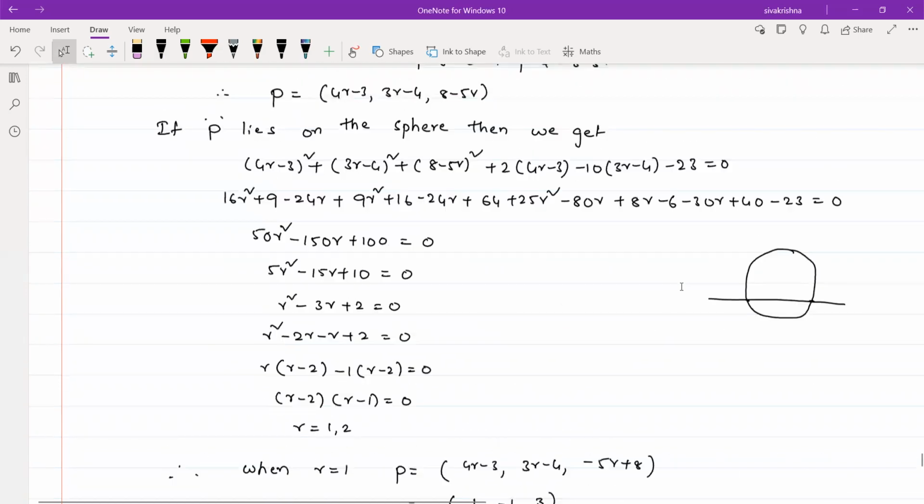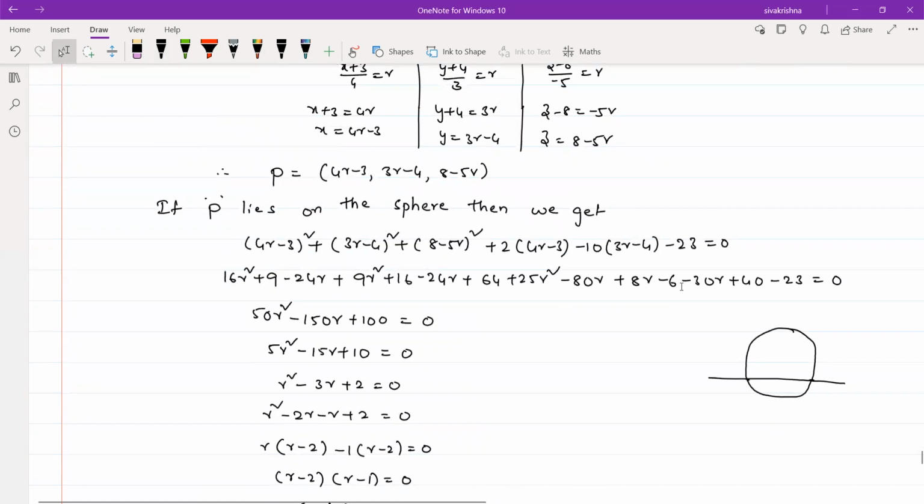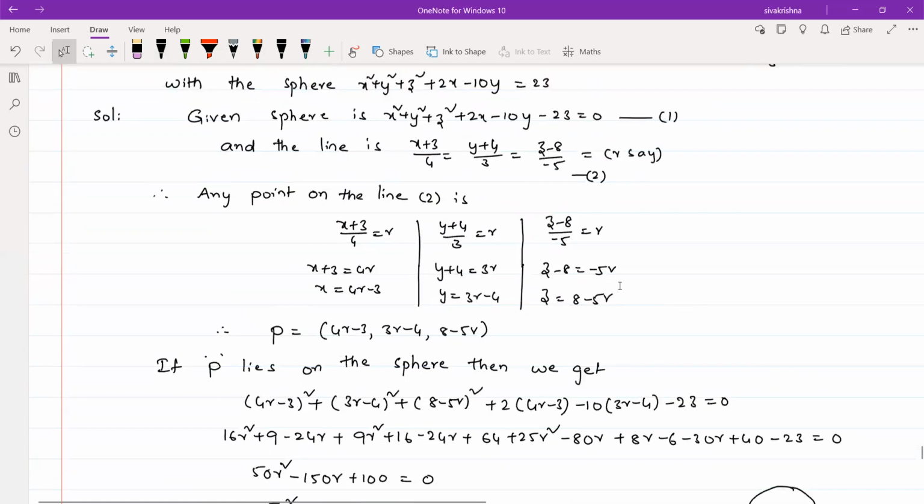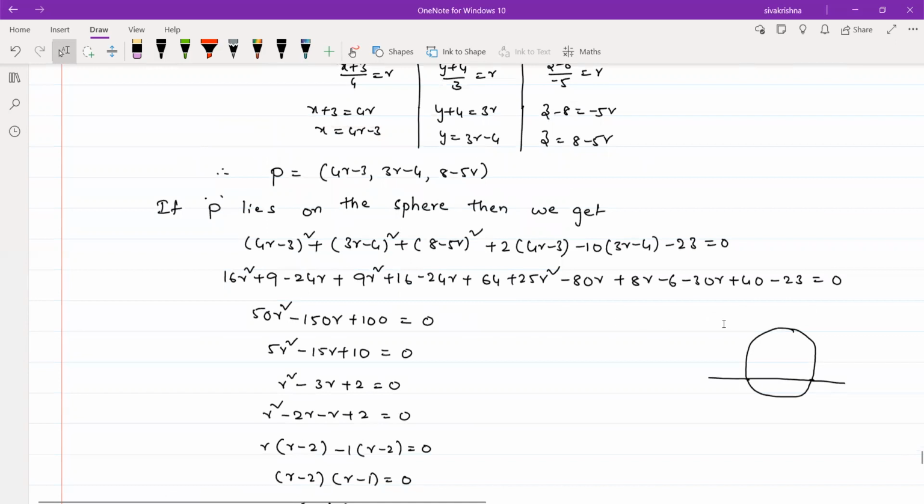So how can we find those 2 points? First of all, we have to write any point on the given line, by supposing the line equation equal to small r. Whenever you equate it to small r, then we get any point on the line, and I am treating that point as P. So if you observe the diagram clearly, if you treat this as a point P, clearly that point P lies on the sphere.